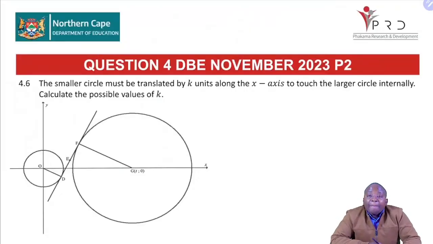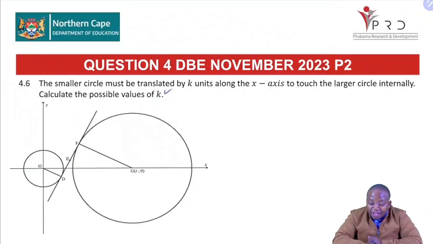4.6, it says, the smaller circle must be translated k units along the x-axis to touch the larger circle internally. Calculate the possible values of k. How do we find the possible values of k? There are two ways that these two circles can touch internally.